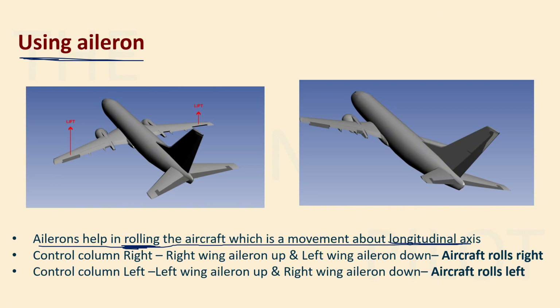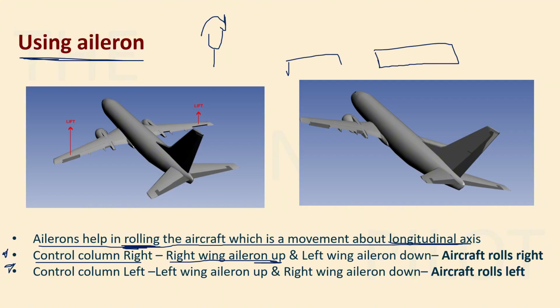All right. Then we have the control column right. These two points are very important for the exam. If you move the control column to the right, then what will happen? The right wing aileron will move upwards. For example, this is your wing, this is your left wing, and the ailerons can either move up or down. So if you turn to the right, in this wing the aileron will move upwards. The right wing aileron will move up, and the left wing aileron will move down, when I'm turning the control column to the right.